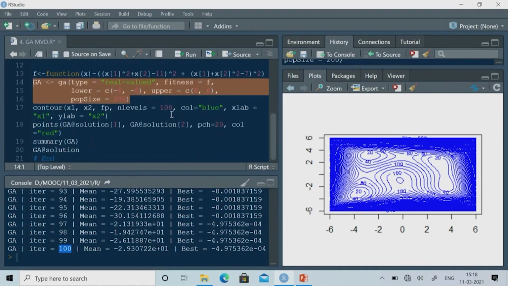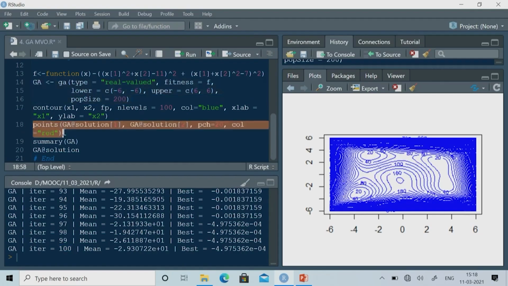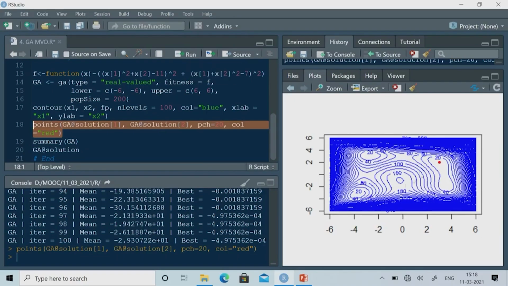And after that, I would like to locate the point. I can run this particular line, but this is already plotted, so I try to put the solution. I am using the point function again. Now it is a 2 variable problem, so this is the x1 solution and this is the x2 solution, and then I am taking pch as 20, that means I put a circle, and the color I am putting red. So, if I execute this particular line, I am getting this particular plot.